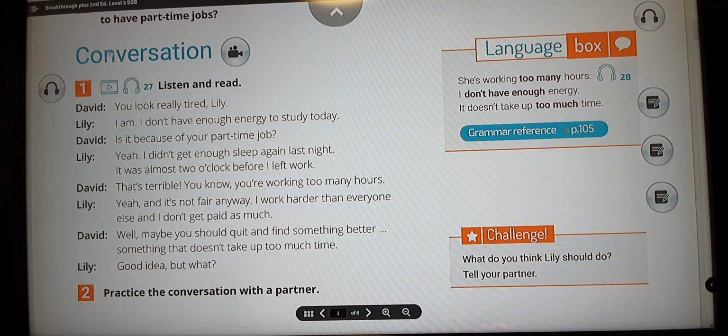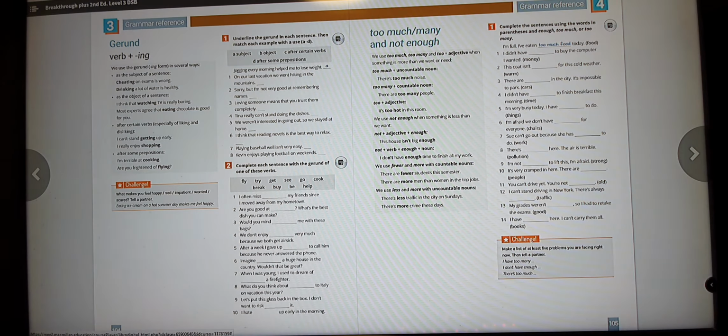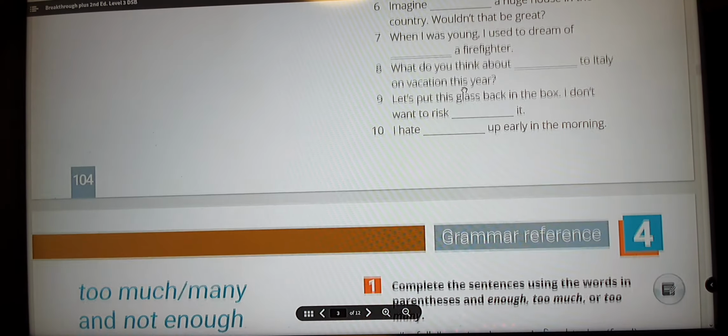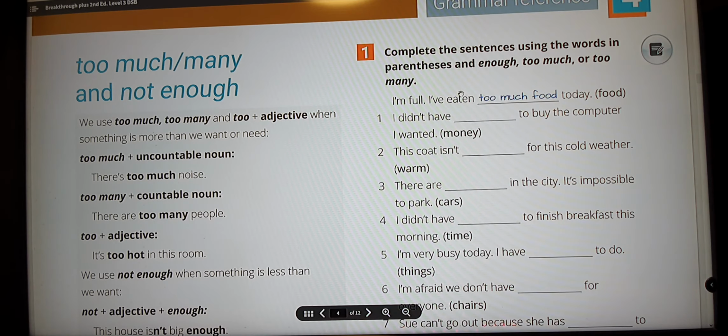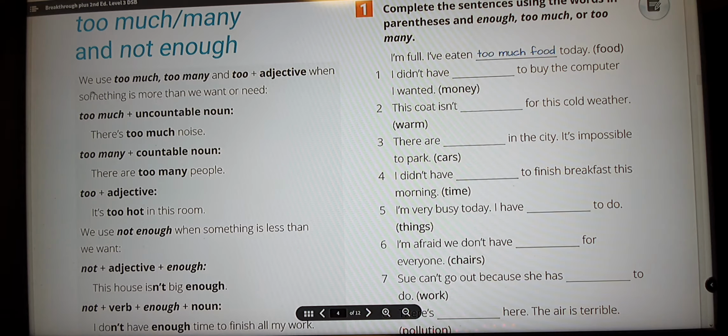Okay, before we go any further, we're going to have a quick look at the grammar page. The grammar page is on 105. Okay, so the grammar reference, we have too much, too many, and not enough. So when do we use each one? Okay, we use too much and too many, and too plus an adjective, when something is more than we want or more than we need.